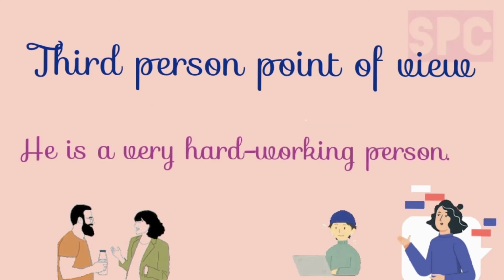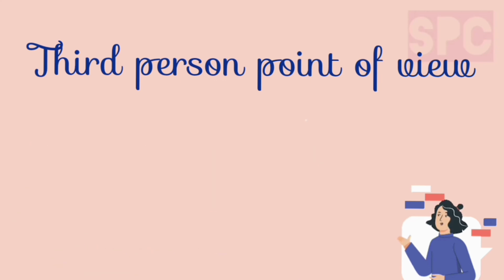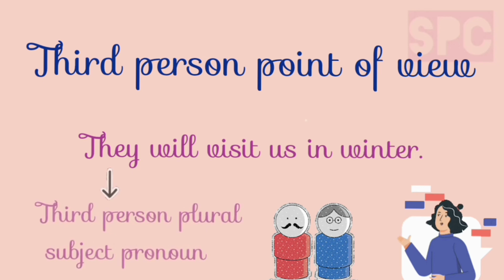He is a very hard-working person. In this sentence, the narrator is talking about some third person who is not listening to this conversation. So in this sentence, he is the third person singular subject pronoun. They will visit us in winter. In this sentence, they is a third person plural subject pronoun as it appears before the verb visit.